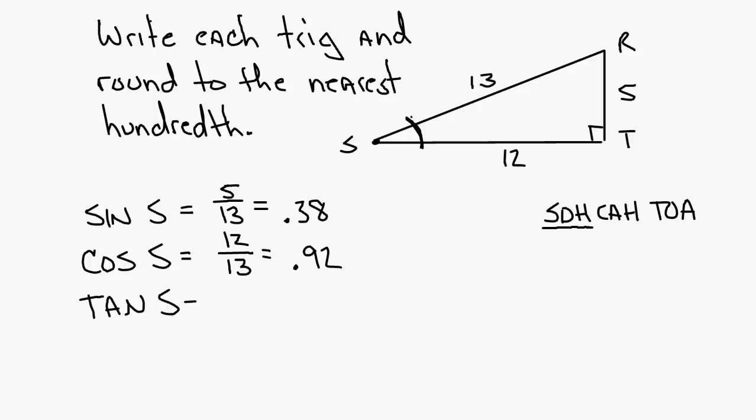And tan, which is TOA, opposite over adjacent. So opposite, yep, 5 over 12.